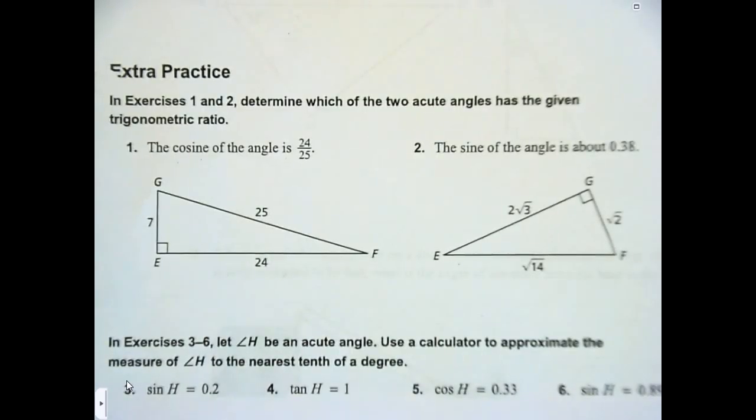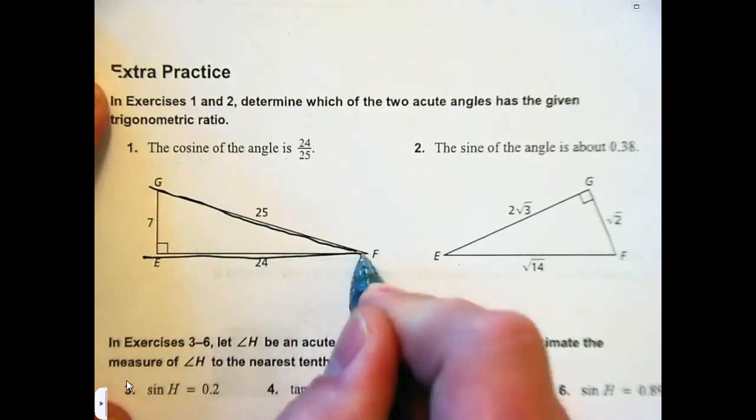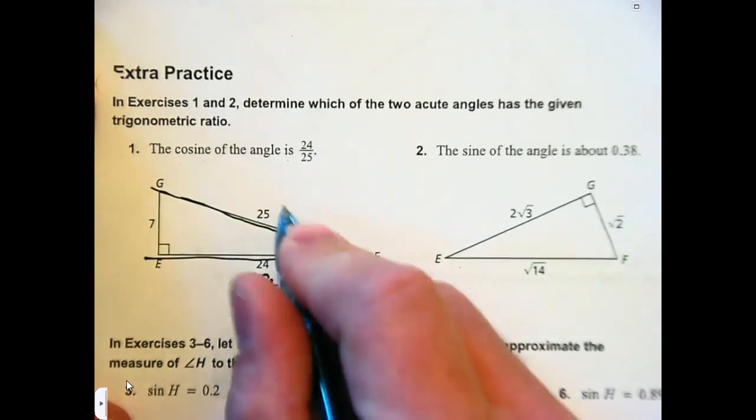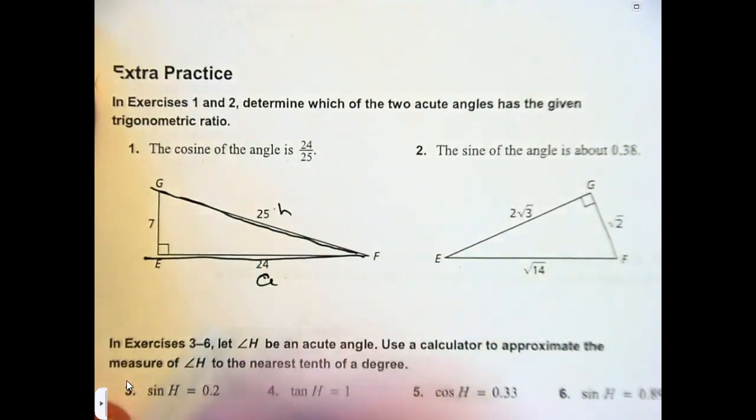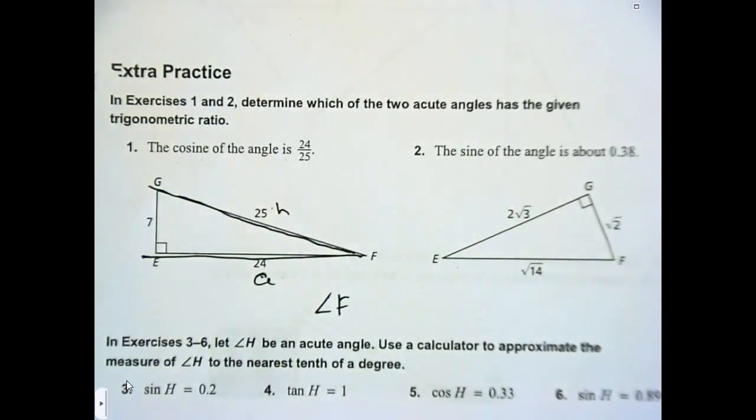Okay, how many say angle? Well, first, what are the 2 acute angles? F and G, okay. Which of those 2 has a cosine of 24/25? Is it F? Let's check. If I trace F, the cosine would be the adjacent over the hypotenuse. It's 24/25. Yeah, it is F. Good. All right.